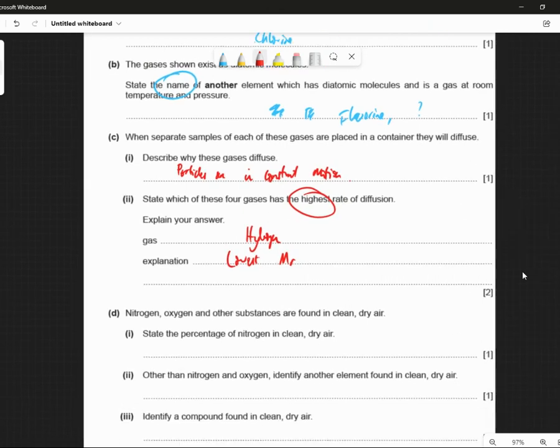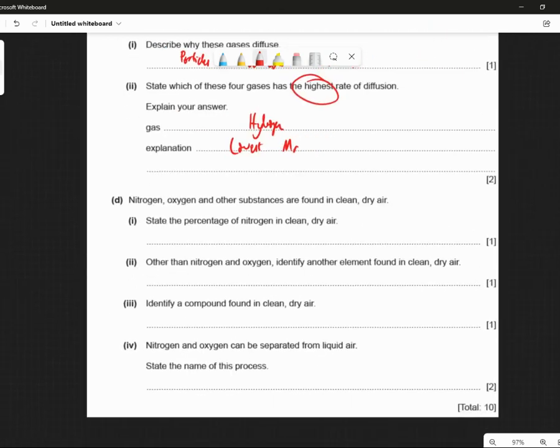So there we are. State the percentage of nitrogen in clean air. It's about 78%, isn't it? Something like that. Other than nitrogen and oxygen, identify another element in clean air. Argon is about 1% of air. Identify compounds found in dry, clean air. Carbon dioxide is a compound in air.